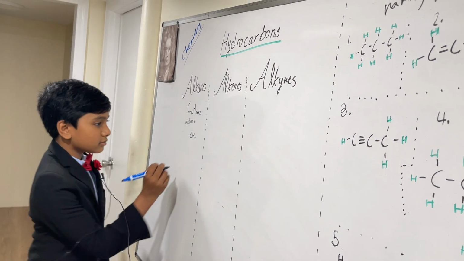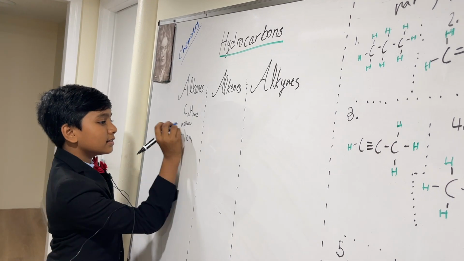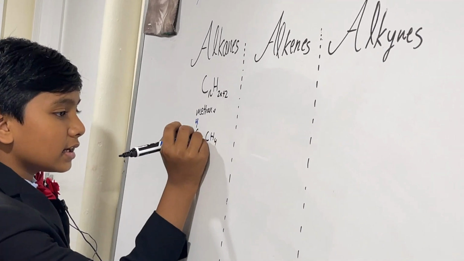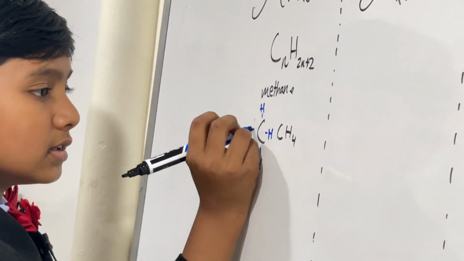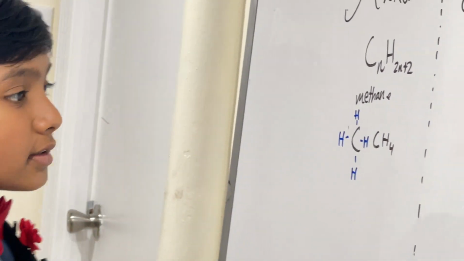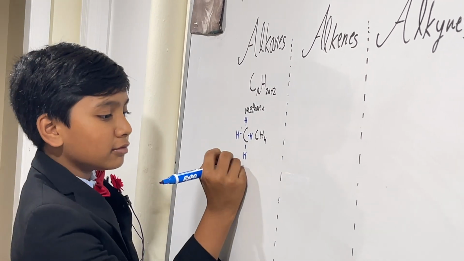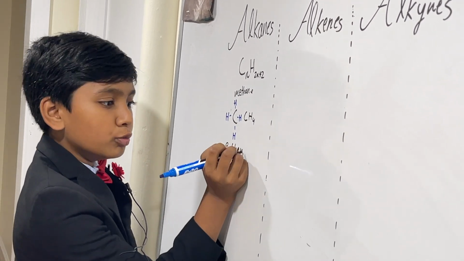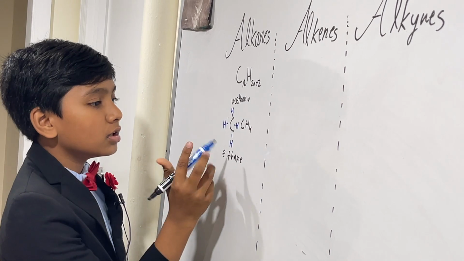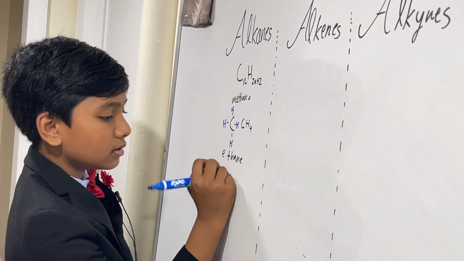Now, we have CH4. All right. So now, that's methane. What about ethane? You probably heard of that one too. Well, that will be C2H6.